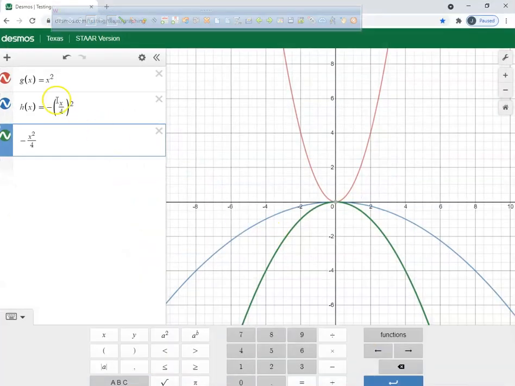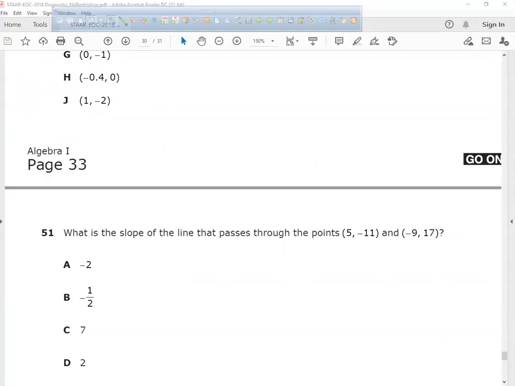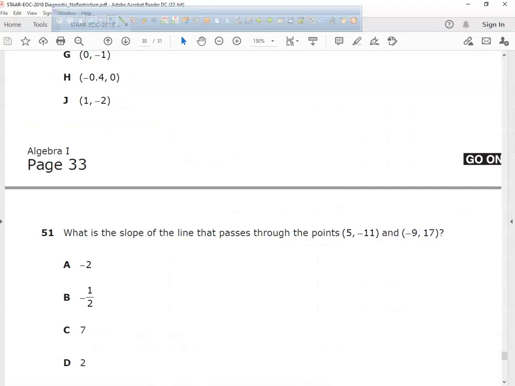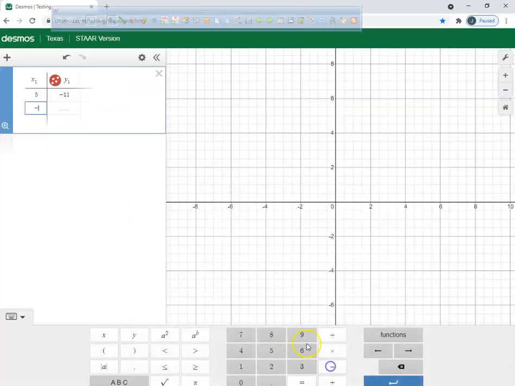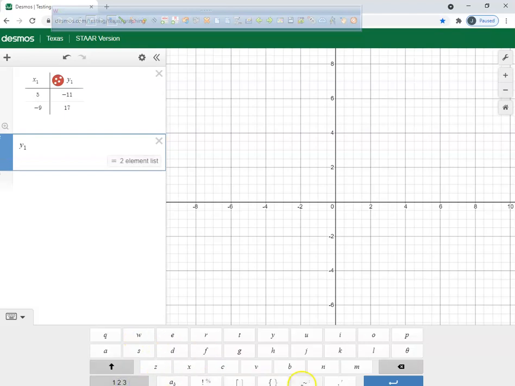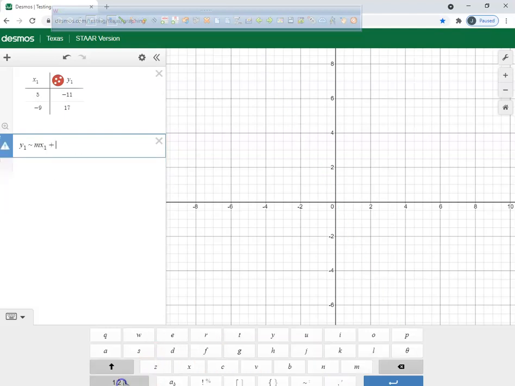Here we go. Clear this out, clear this out, clear this out. Hit the plus sign. Make a table. All right, go back to my problem. It says 5, negative 11. So I type in a 5. And I type in a negative 11. Then I go back here and say negative 9 and 17. Boom. Then I just type in the phrase that pays, which is y1 tilde m x1 plus b.